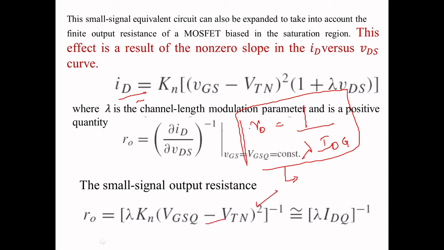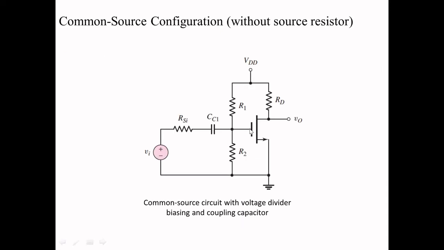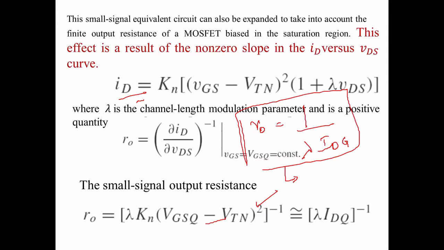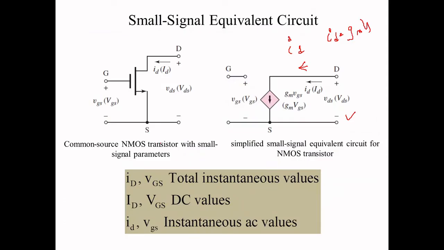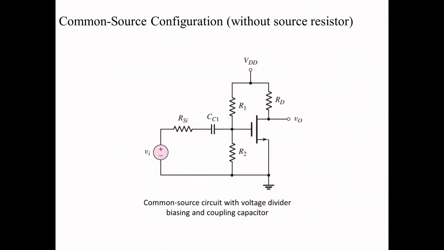So I hope you are clear. Finally, with the early effect, this model can be redrawn like this. R naught will be added here. That's all. I hope you understand this is an open circuit because of the huge resistance. The drain current is Gm times VGS. This is a dependent current source, and R naught is the early effect resistance, a finite resistance. Okay, so I hope it is clear.